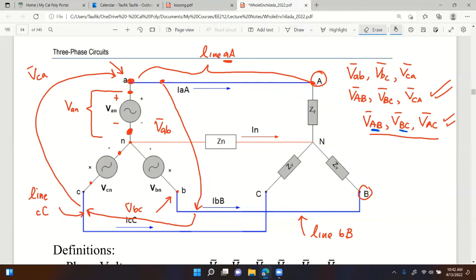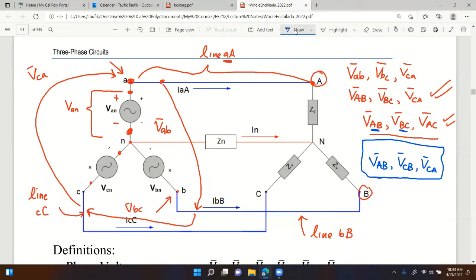Now, what if I write the set this way? VAB, still on the load side, VCB, VCA. Are these the correct three names for the three-phase line voltages on the load side? Anybody? Would that be a good set of three line voltages? No. Why not? Which one is not good here?